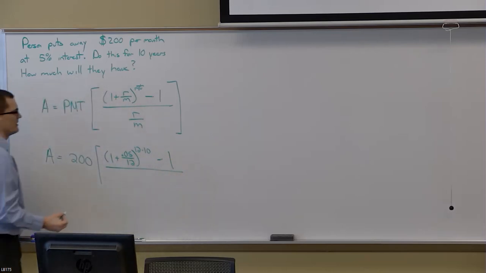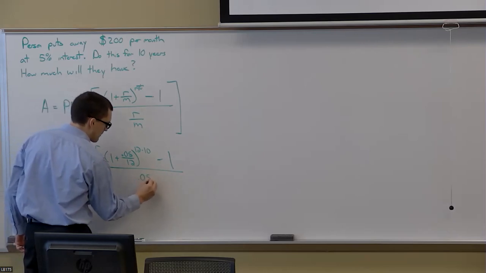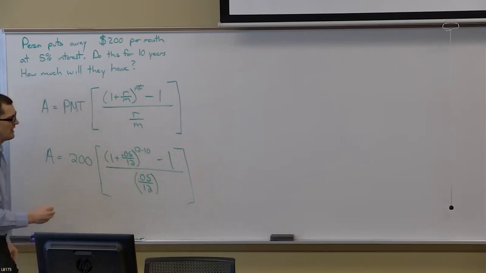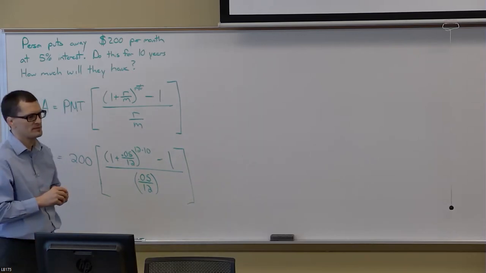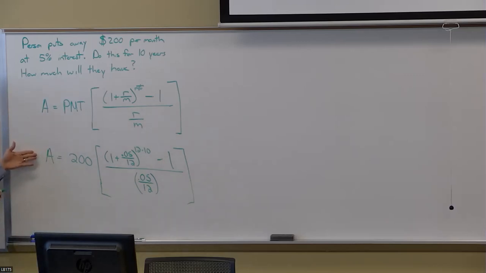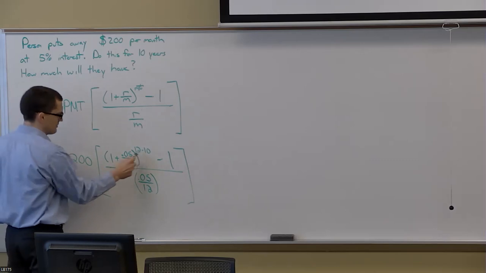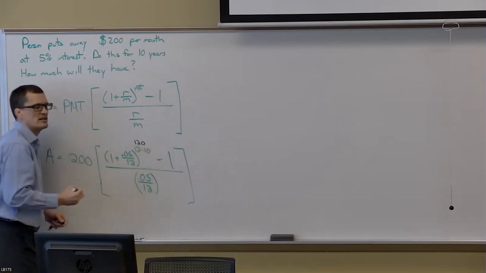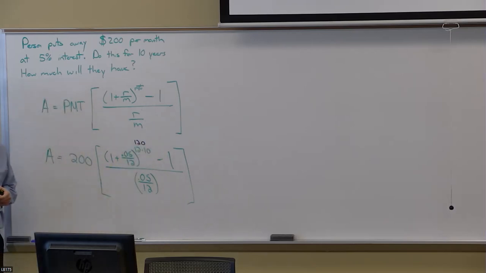And then the R over M, I'm going to get 0.05 divided by 12. Now, what I like to do when I write that down is I like to put parentheses around the 0.05 over 12 so that it reminds me to put parentheses around that when I type it into my calculator. That work? So this is the general formula. And again, usually what I do when I write this into my calculator is I calculate that out as 120 for the exponent, rather than 12 times 10.